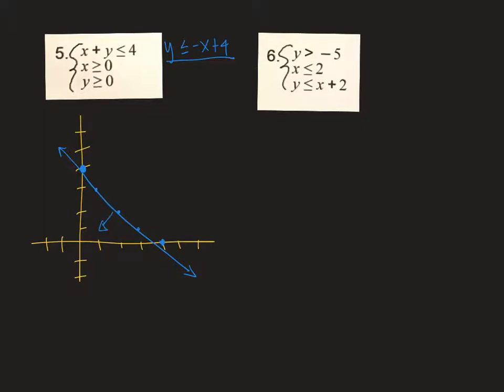And then x greater than or equal to 0. So x is 0 right here. So it's going to be a solid line. Greater than is going to go to the right. And then y greater than or equal to 0. Y is 0 right here. So horizontal line. And greater than that is going to be above. So all of those are shaded in the same area that form this little triangle right here. So any value in that triangle is going to be a solution of that inequality.